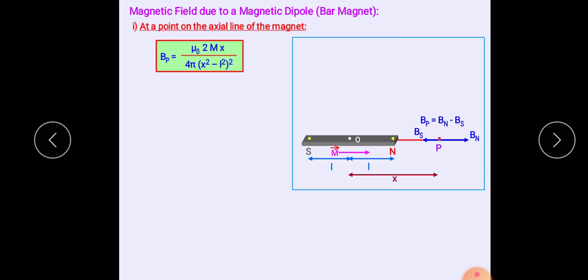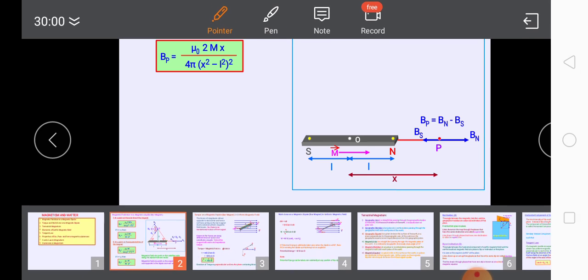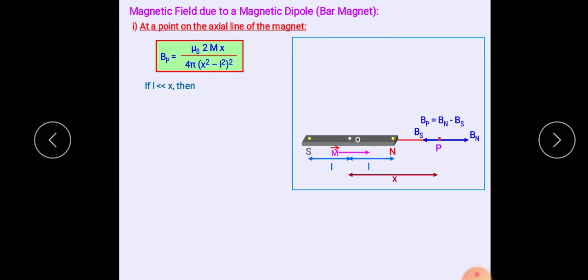And Bp is mu naught upon 4 pi, 2mx divided by (x square minus L square) whole square. Then if L is very less than x, then Bp is approximately mu naught upon 4 pi, 2m upon x cube.